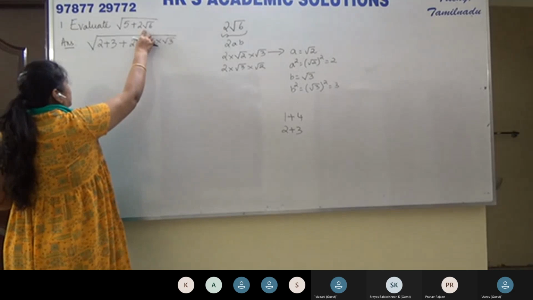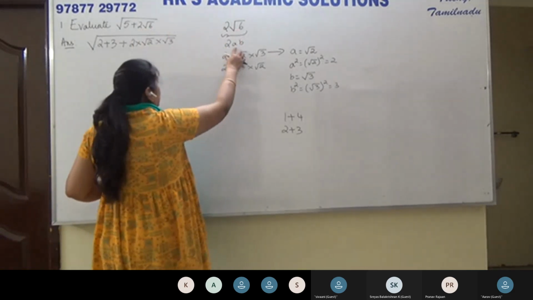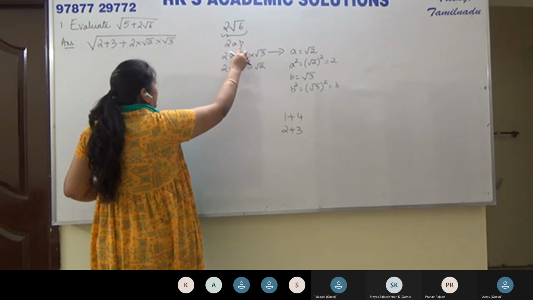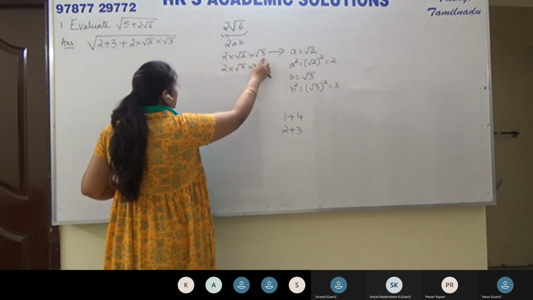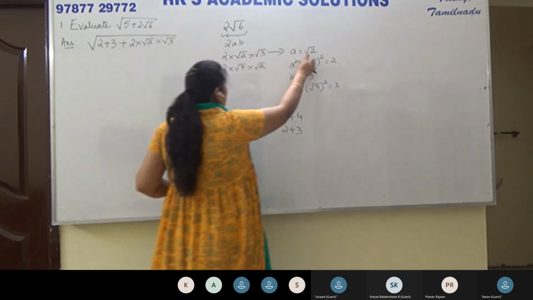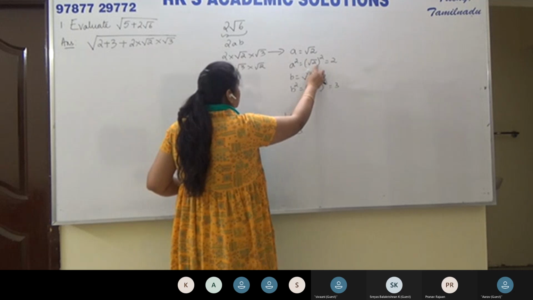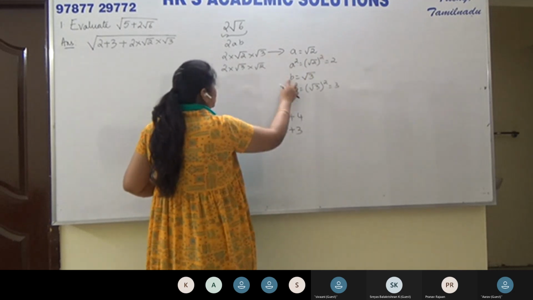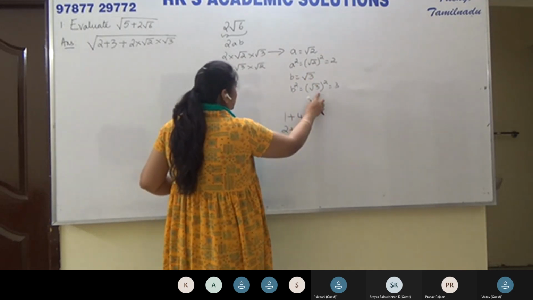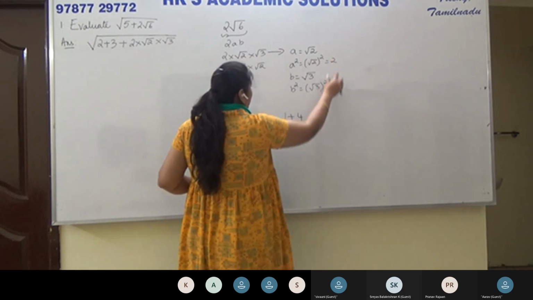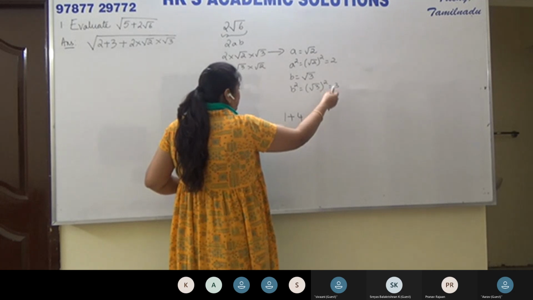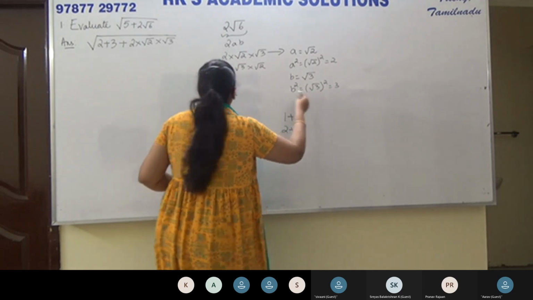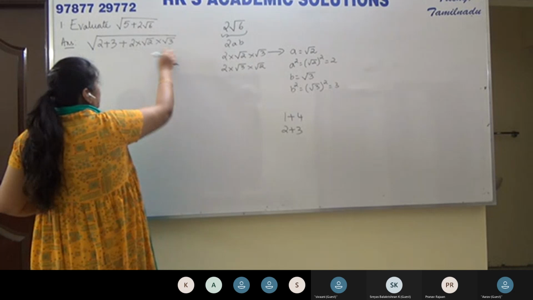So we have to first take up this term 2 root 6, which we are looking at as 2ab. We write root 6 as root 2 into root 3. So when you read this as 2ab, a is root 2 and b is root 3. If a is root 2, then a square is root 2 the whole square, which is 2. And if b is root 3, b square is root 3 the whole square, which is 3. So for a square and b square, we have 2 and 3. We need a square plus b square plus 2ab. 2ab we have.